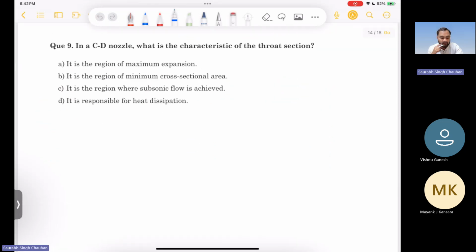So again, CD nozzle. Question number 9 says, in a CD nozzle, what is the characteristic of the throat section area? Throat section area is basically that minimum cross section part.